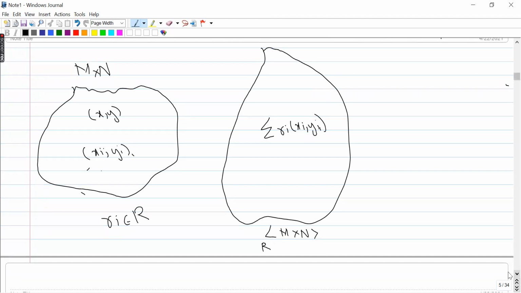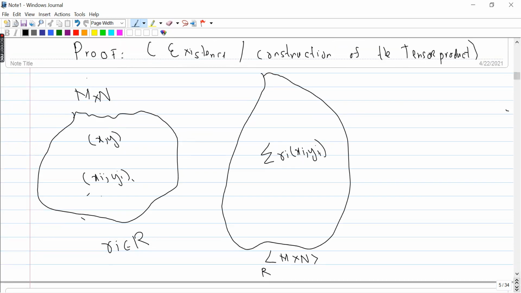Okay, so this is the point. Now there exists a map, because you can always take each xi into each xi here. Since M cross N is a generator, you can always see an element here as an element in this R module.